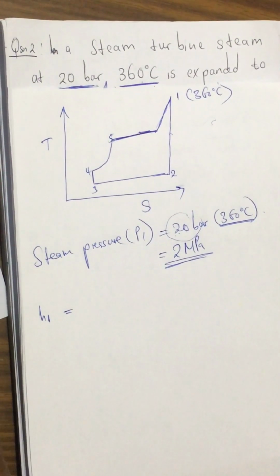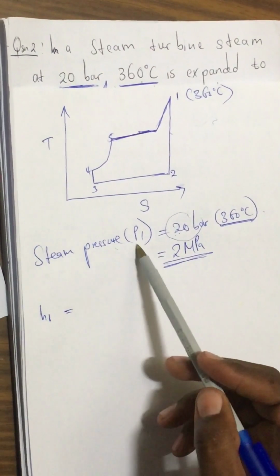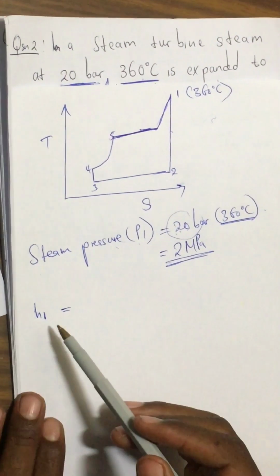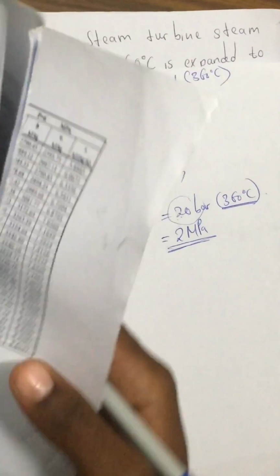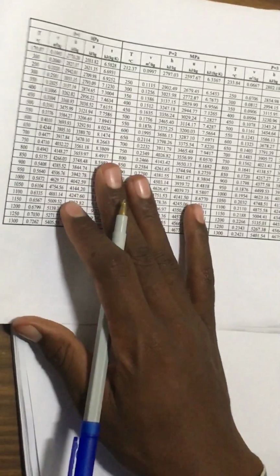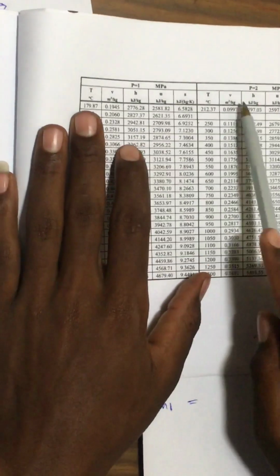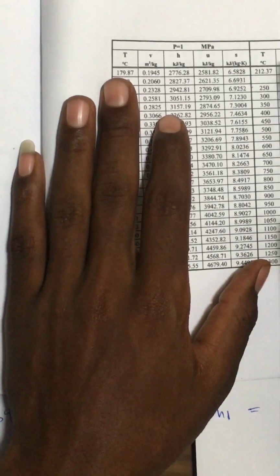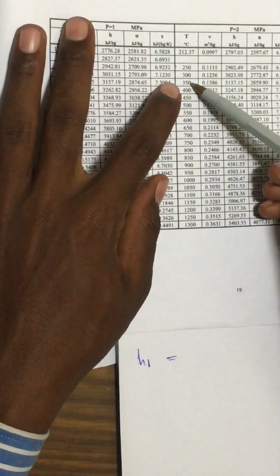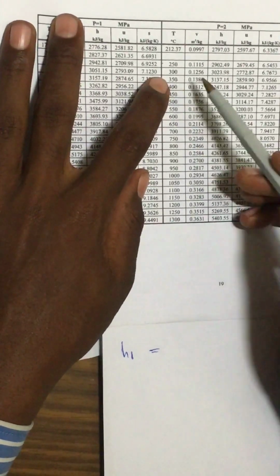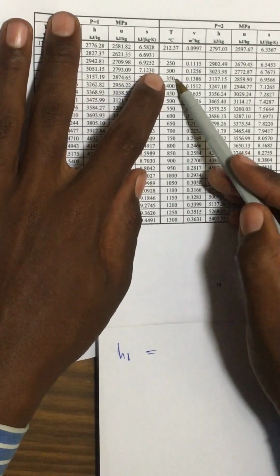As we know, on the steam pressure, which is pressure one, we just take the information of H1 and S1. So we take the H1 at 2 megapascals. We check for 2 megapascals in the superheated vapor table. On our 2 megapascals, our temperature is 360, but we are not having 360, we are just having 350 and 400.